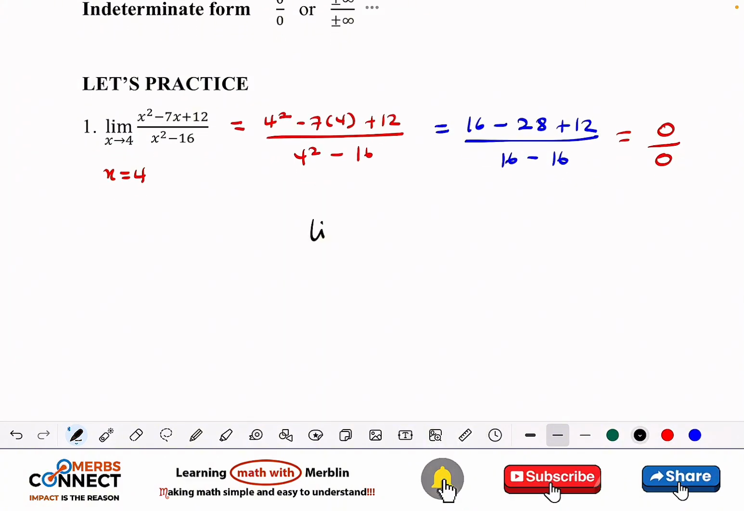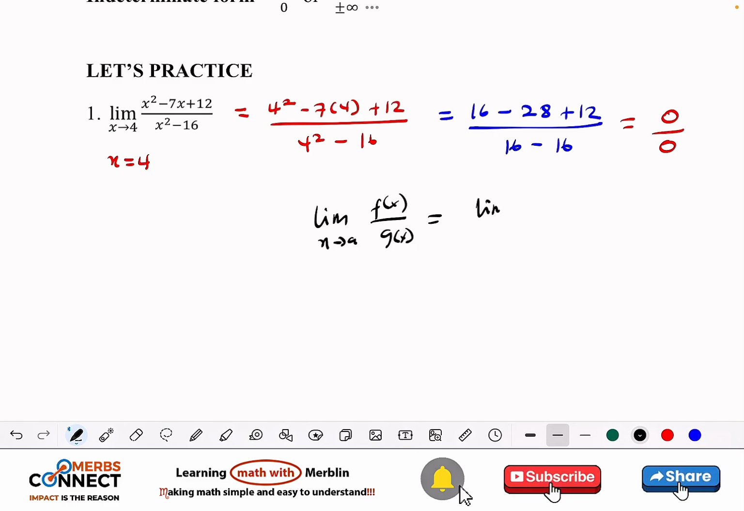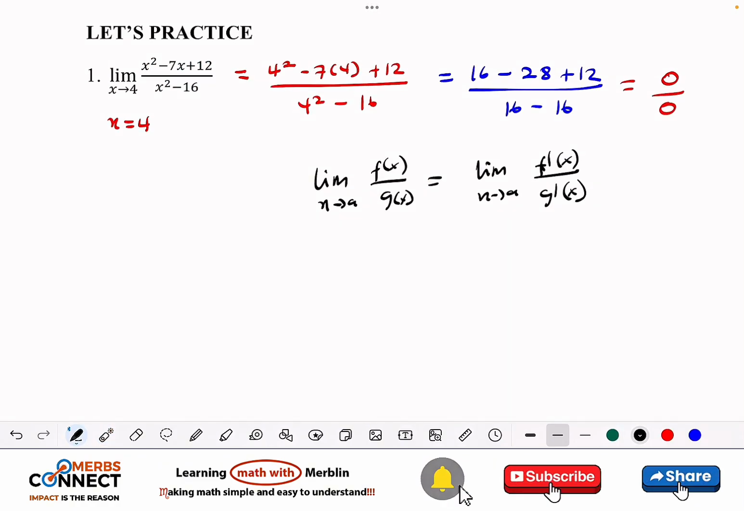We said if I have the limit as x is approaching a of f of x divided by g of x, and this is giving me 0 over 0, one of them, this or that, then this one will now move to the limit as x approaching a, I'll differentiate f, and then I'll divide by differentiating g of x. So this is like f of x, and this is like g of x.